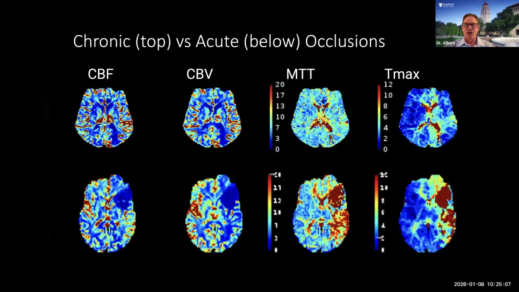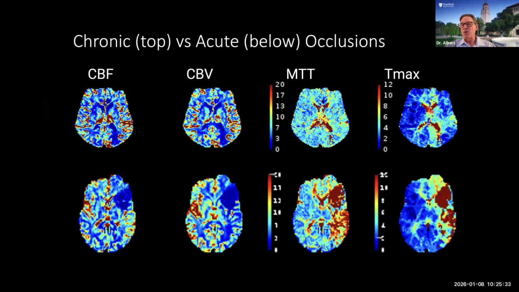So that will take care of the ghost core issue. And then finally, I just want to mention, finish with this case showing, again, chronic occlusion versus an acute occlusion. So here in the acute occlusion, you have a larger Tmax delay, more severe, more red. The MTT matches the Tmax, low CBV, low CBF, where in the chronic occlusion, you still have Tmax.